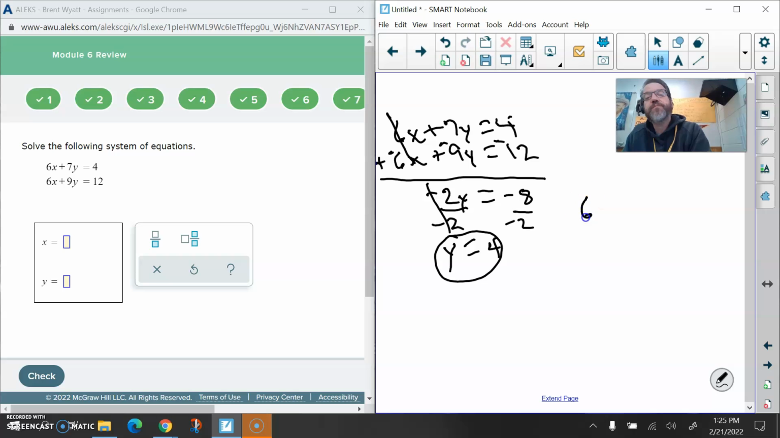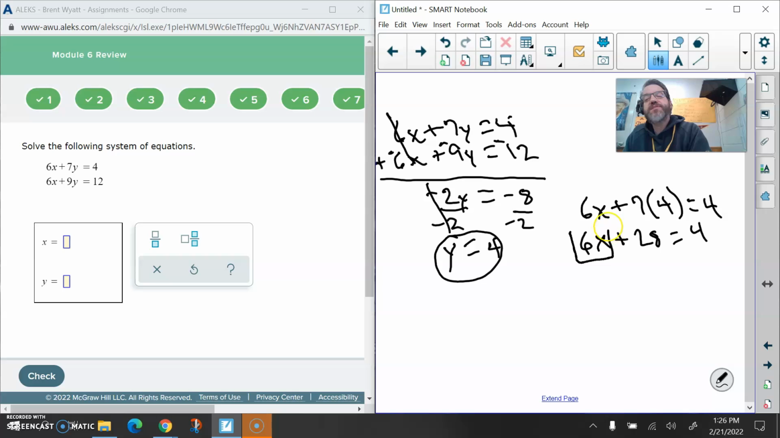6x plus 7 times y, which we just found out is 4, equals 4. All right, I'm just checking over here. I did copy it correctly. So 6x plus 28 equals 4.